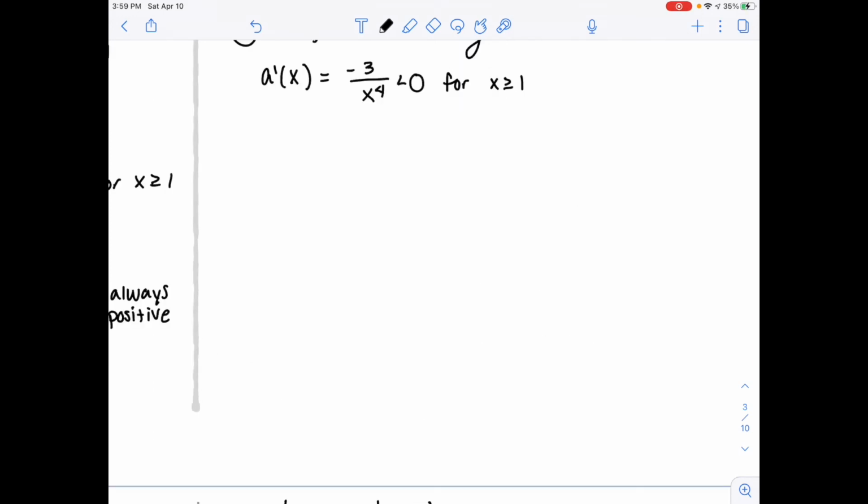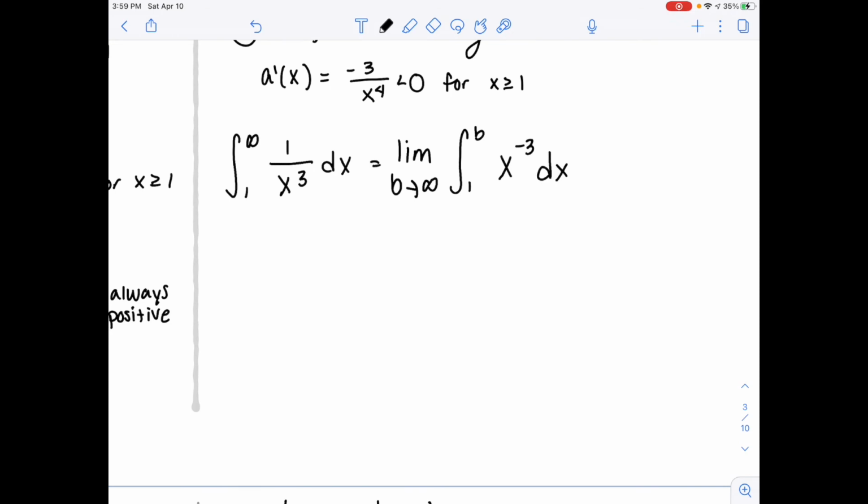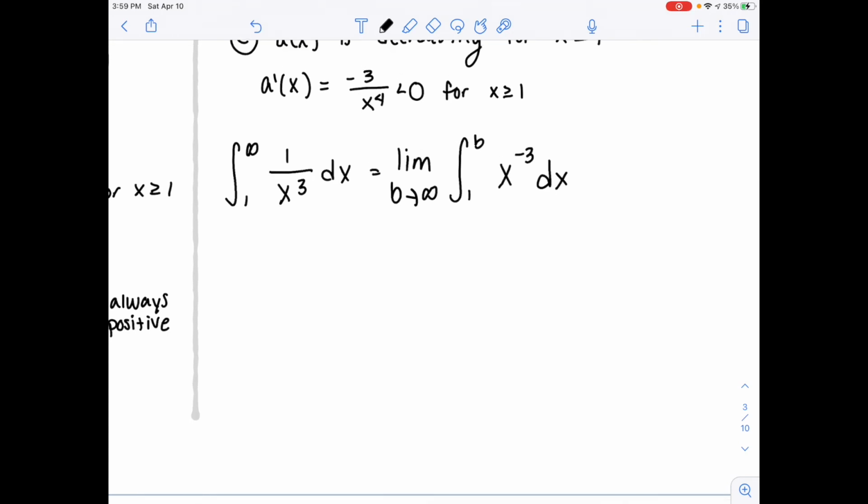Right? So now let's consider the improper integral from 1 to infinity of 1 over x cubed dx. I'm going to use my limit notation here: the limit as b goes to infinity of the integral from 1 to b of x to the negative 3 dx, just rewriting it for ease.